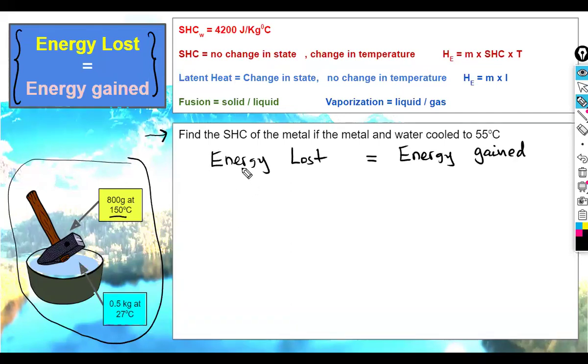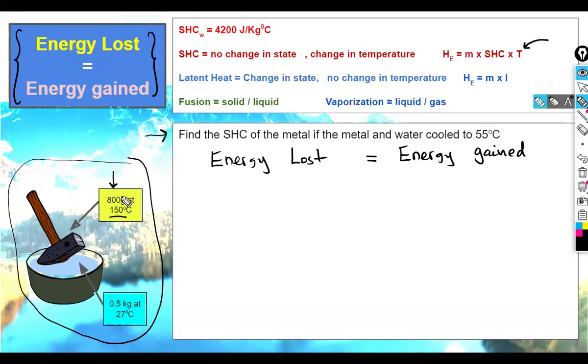So how much energy is lost by the metal? Well, we could come up with an expression for that using the red formula, because the metal is not changing state. If you focus on the metal alone, it started off as a solid and it still remains a solid. So let's calculate the heat energy lost by the metal. The mass of the metal, I have to convert it to kilograms, because all my values up here are in kilograms. So I'm just going to divide it by 1,000.